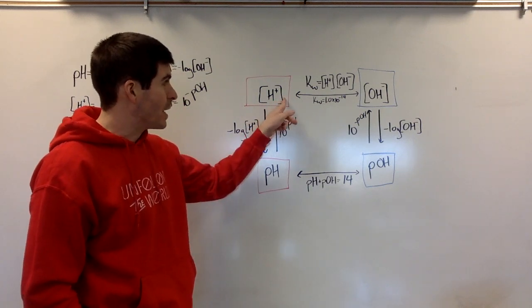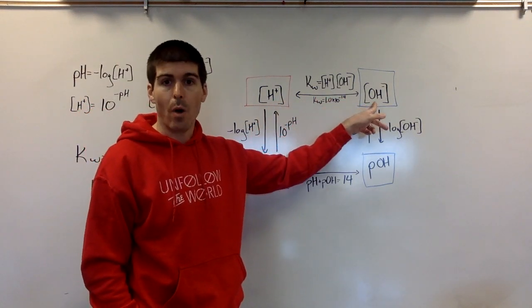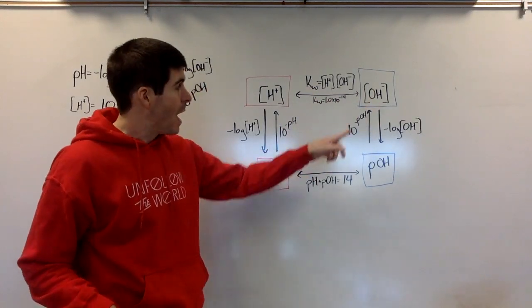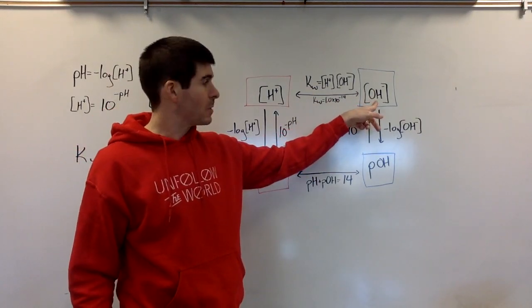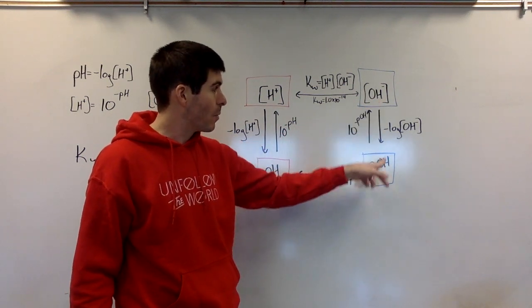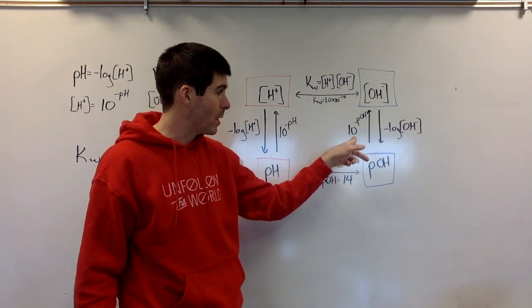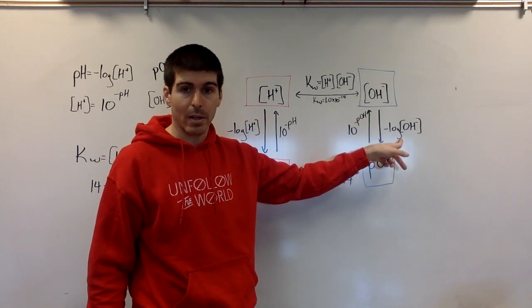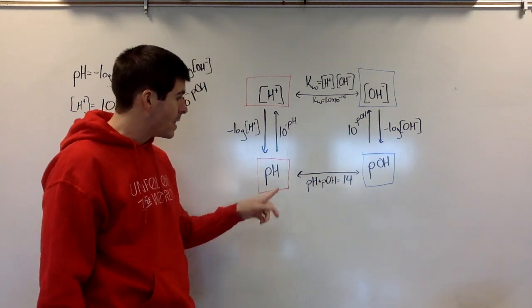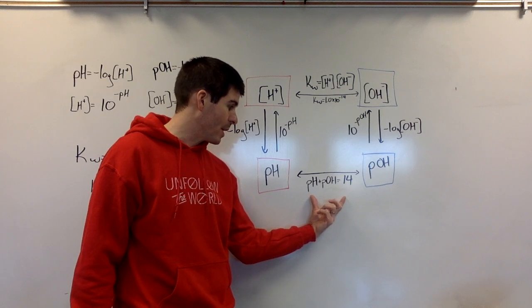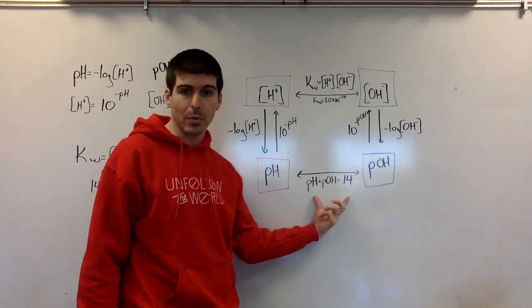If I have a hydrogen, I know it's related to hydroxide with water, so I can use Kw to go to hydroxides. The hydroxide particle is a base. That's going to be related to my POH, and I can go back and forth between these using my log equations, 10 to the negative POH and negative log of the hydroxide. And then pH and POH are related with our pH scale equation. pH plus POH equals 14.